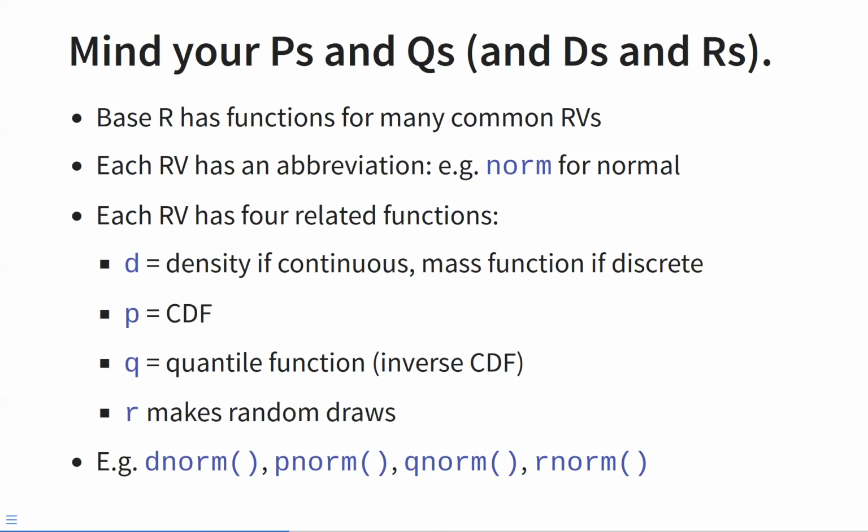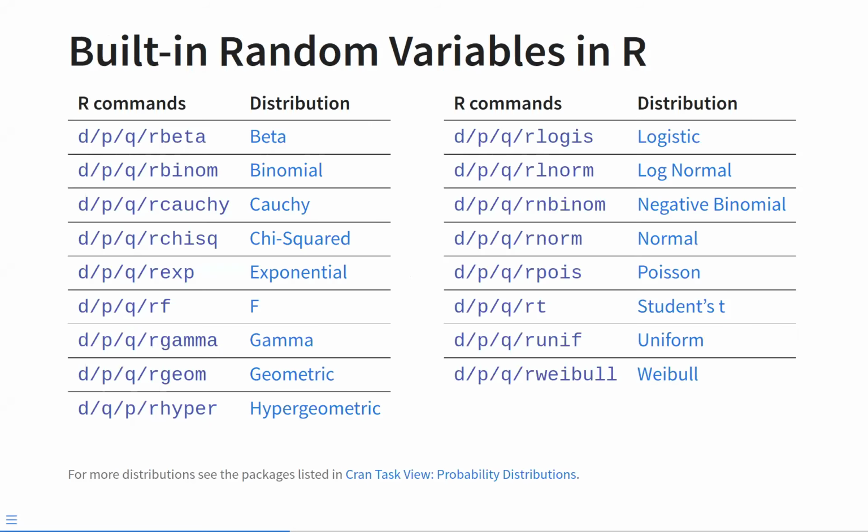And if we put R in front of it, we get a function that makes random draws. So I'm going to illustrate each of these for the normal random variable. The relevant commands are called dnorm, pnorm, qnorm, and rnorm.